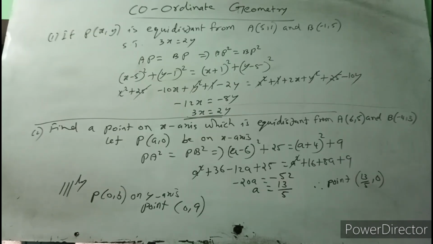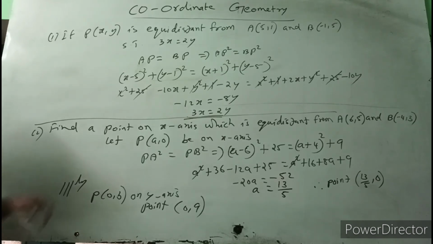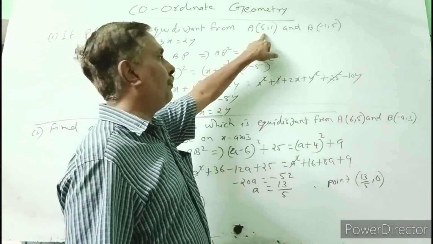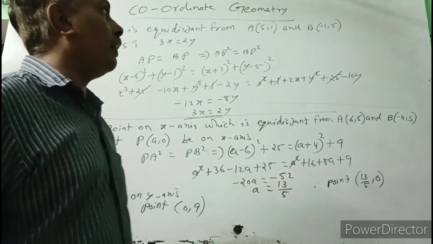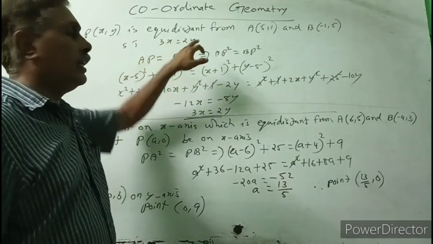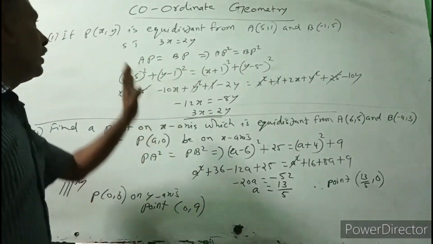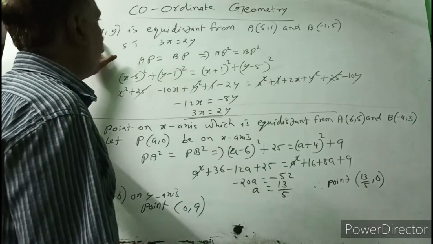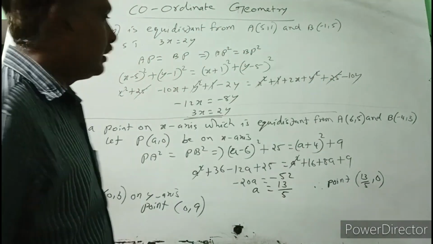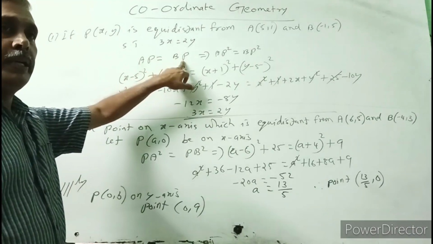So, two types of important questions are asked from the distance formula. One is like this: if P(x, y) is equidistant from two points A(π, 1) and B(-π, -1), then show that 3x is equal to 2y. Equidistant means the distance from P to A and P to B are equal. That is why it is written AP equal to BP.